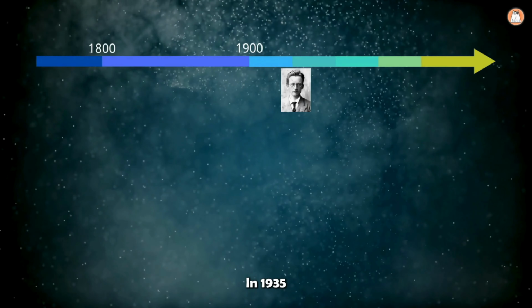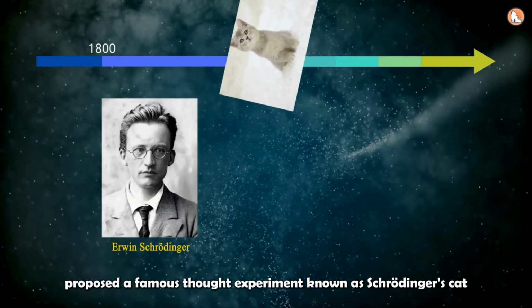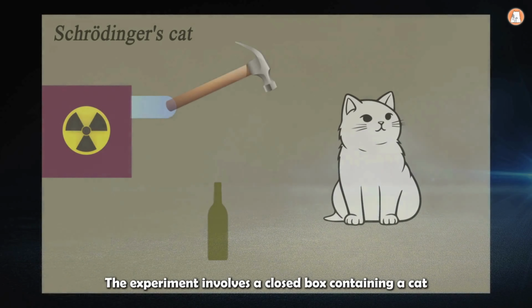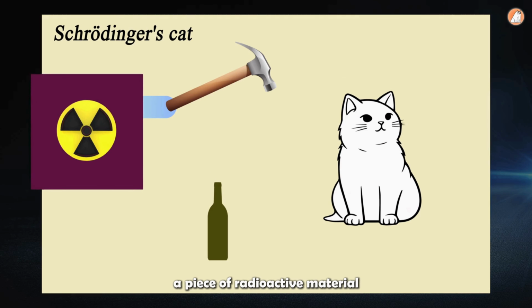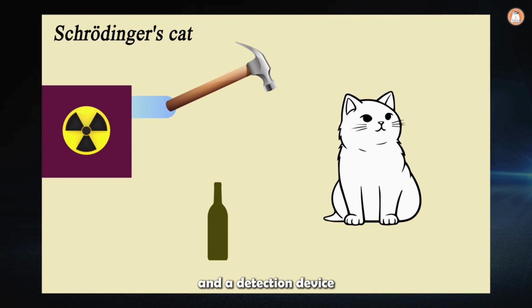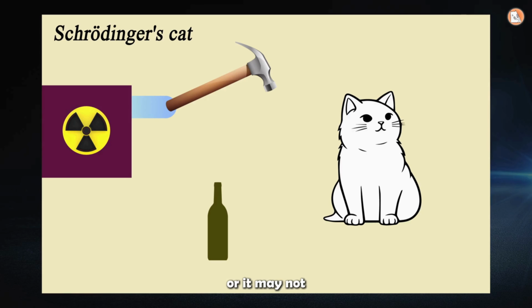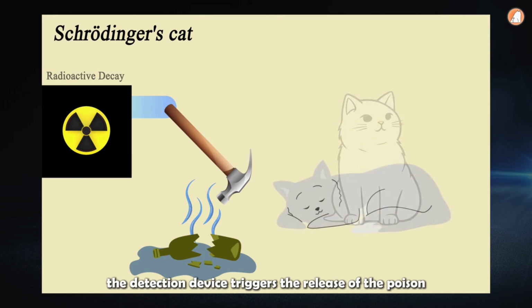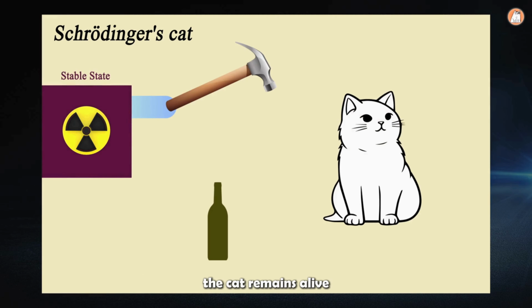In 1935, Austrian physicist Erwin Schrödinger proposed a famous thought experiment known as Schrödinger's Cat. The experiment involves a closed box containing a cat, a bottle of poison, a piece of radioactive material, and a detection device. The radioactive material may decay within a given time frame, or it may not. If it decays, the detection device triggers the release of the poison, causing the cat to die. If it does not decay, the cat remains alive.